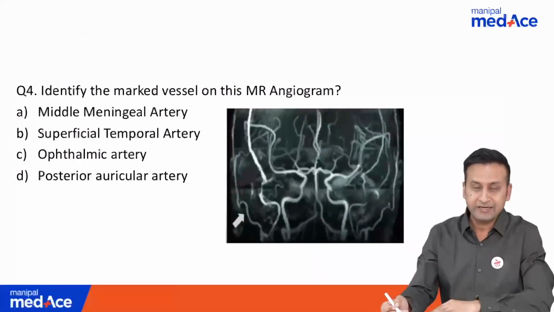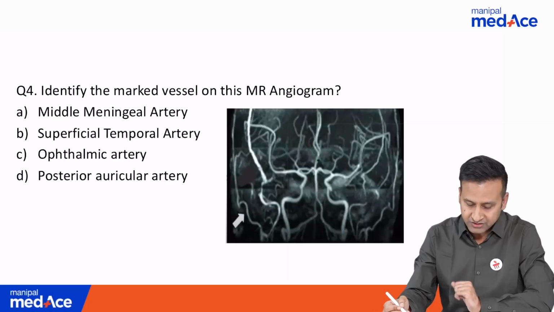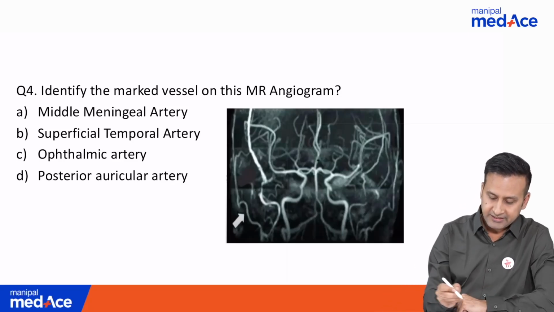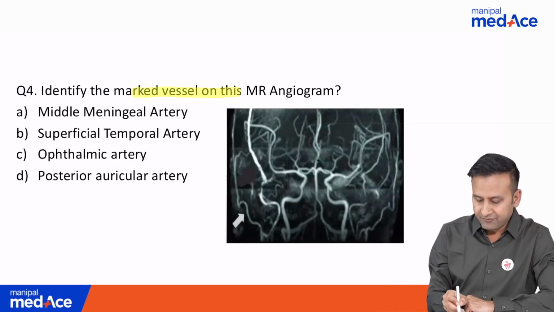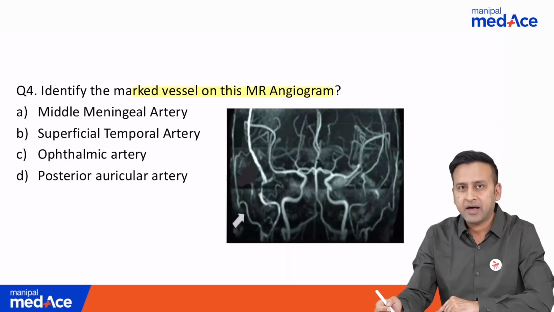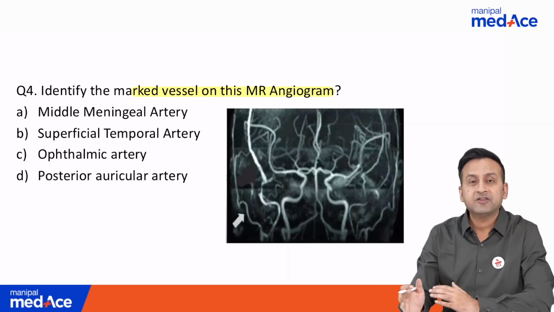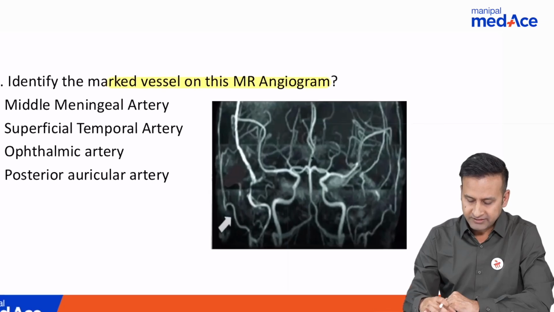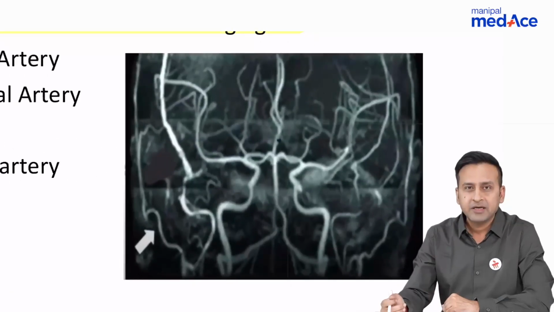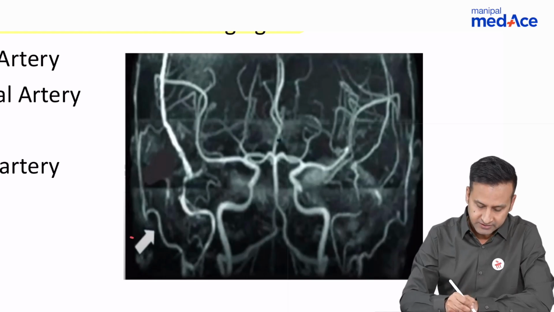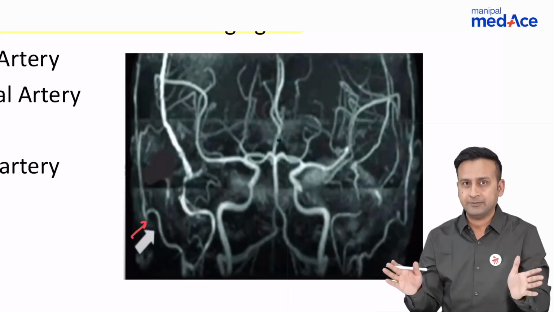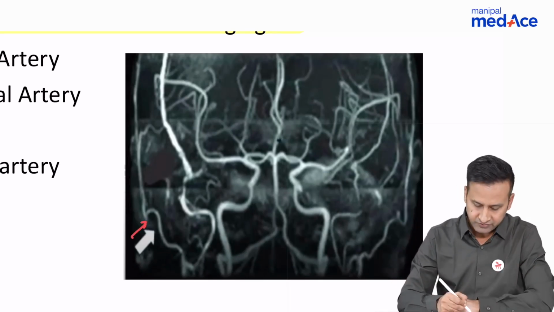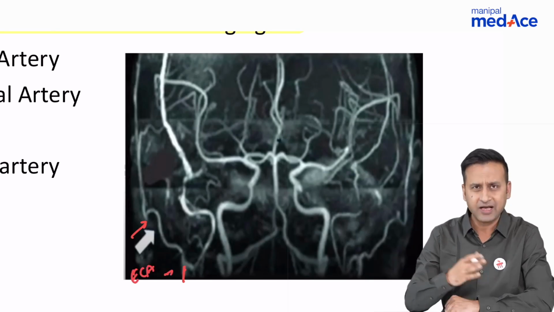Now, let's come to the next question, which was a bit difficult. In this case, the examiner had asked you to identify a vessel which was marked on an MR angiogram. At first look, this question might seem difficult, but if you have a look at this MR angiography carefully, then probably you're going to get the answer itself. Now, if we see this vessel, it is lying most exterior. Where is it originating from? You see it's originating from the external carotid artery because it's lying outside.